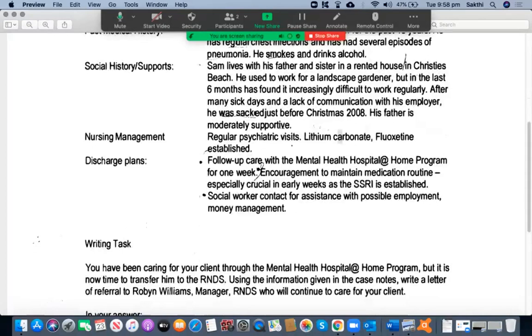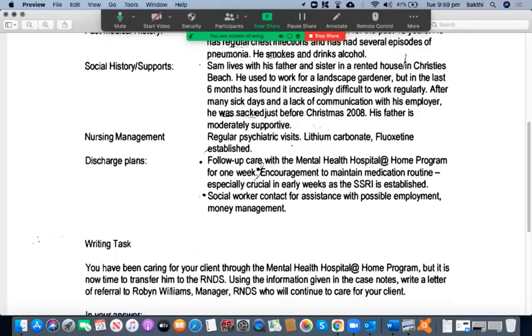So regular psychiatric visits, that's done. Lithium carbonate, fluoxetine established. Follow-up care with the mental health hospital at home program for 1 week. Encouragement to maintain medication routine, especially crucial in early weeks as the SSRI is established. A social worker contact for assistance with possible employment, money management.